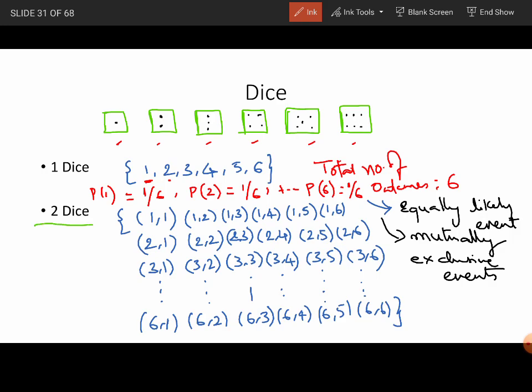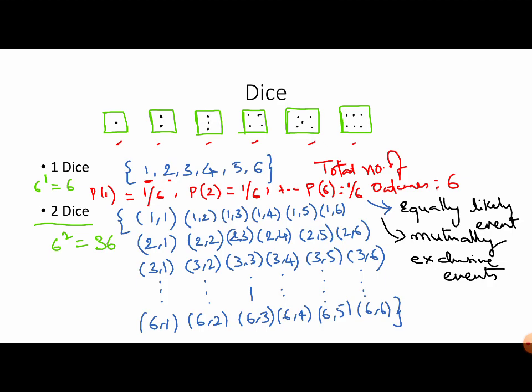Now consider 2 dice. When we throw 2 dice, we may get 1 1, 1 2, 1 3, 1 4, 1 5, 1 6, or 2 1, 2 2, 2 3, and so on to 6 1, 6 2, 6 3, 6 4, 6 5, 6 6. These are all the outcomes. So how many? 6 power 2, 36. In the case of one die, 6 power 1, 6 outcomes. So knowing briefly about the dice, we'll go on with the problems.